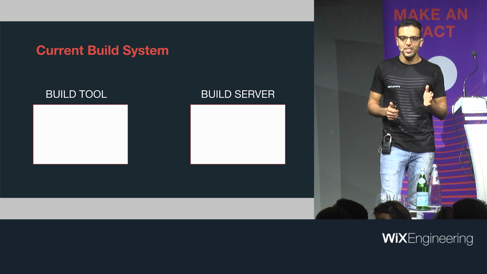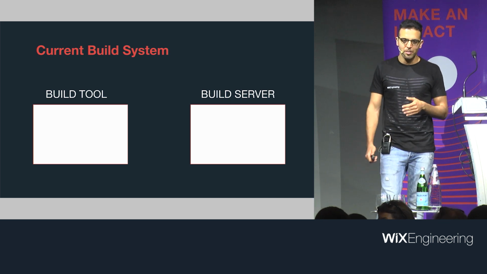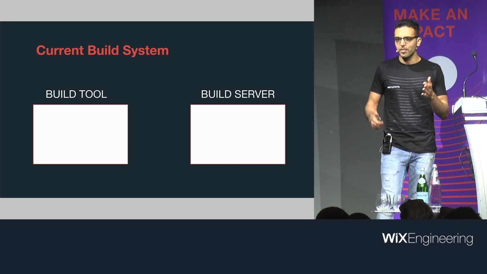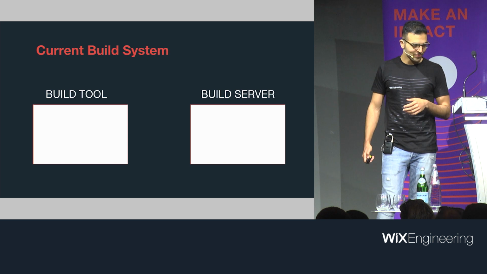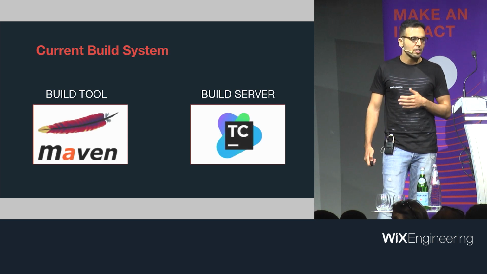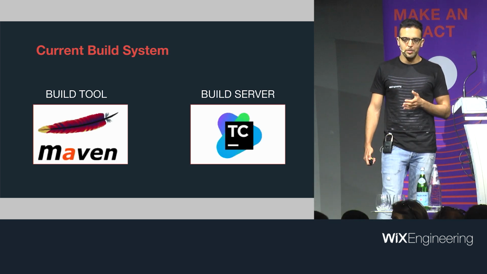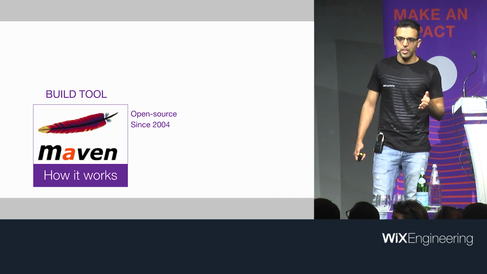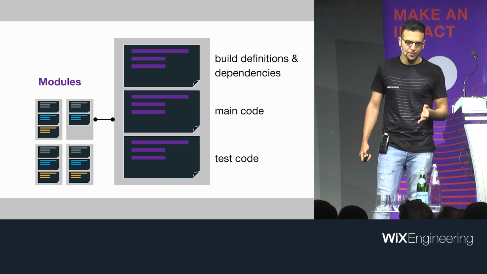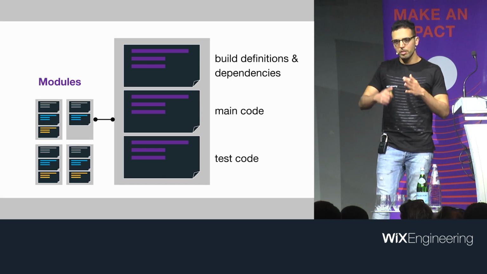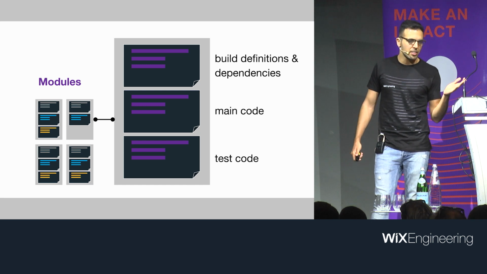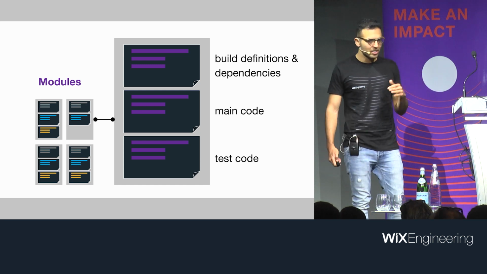So I'm going to talk specifically about the build system we have for the JVM, for the backend. But I'm sure this story would be familiar to all of you in this room. So for the JVM build, we have Maven as our build tool and TeamCity as our build server. Maven is an open source build tool that has been here since 2004. It allows me to split my project into modules. Each module will have build definitions, dependencies, main code, test code.